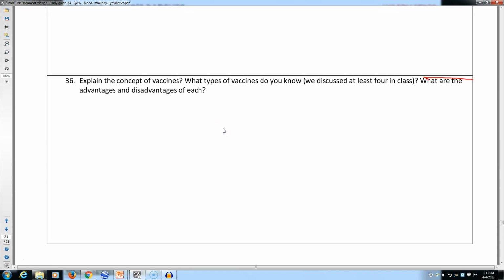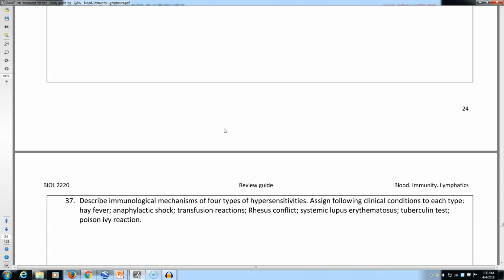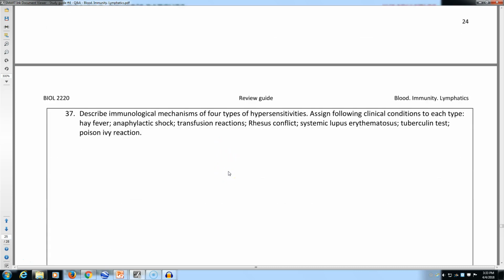Advantages, disadvantages, I'm not going to ask you about those. We had a wonderful conversation, but no. Okay. 4 types of vaccines: subunit, vector, inactivated, attenuated. We clear? Any questions about it? Moving on. 4 types of hypersensitivities. I got you these ones. Now let's follow clinical examples, so hay fever and anaphylactic shock. What type of hypersensitivity? Type 1. Transfusion reaction, rhesus conflict.